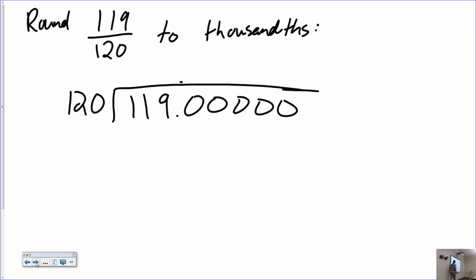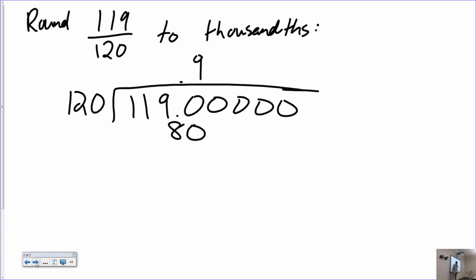So 120 cannot go into 119. Can 120 go into 1,190? How many times? 9. Okay, good. Note, folks, that when you have a number that's really, really, really close to 1, right? If there was just one more number up here, it would be 1. You know that that number has to be close to 1, so you should expect the first digit to be 9. Okay? All right, now, what's 9 times 120?